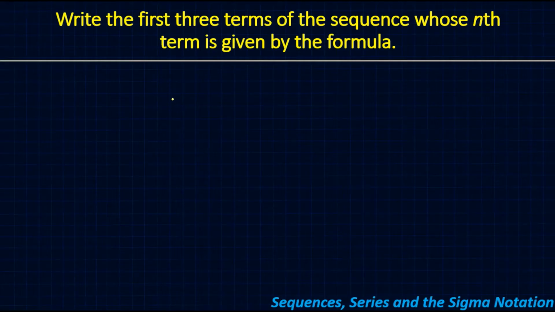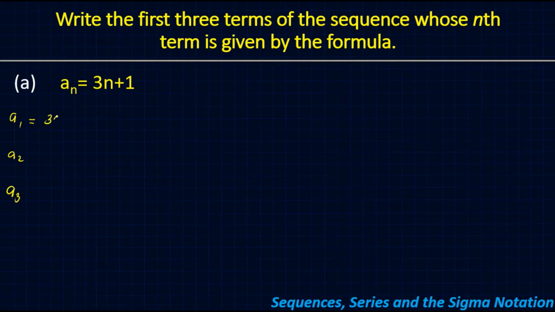Write the first three terms of the sequence whose nth term is given by the formula. Letter A, if we have this sequence, a sub n is equal to 3n plus 1. So to get the first, second, and third term of this sequence, we will have a sub 1, a sub 2, and a sub 3 respectively. To get the first term, we are going to substitute 1 to the n in the right side of the sequence in our equation.